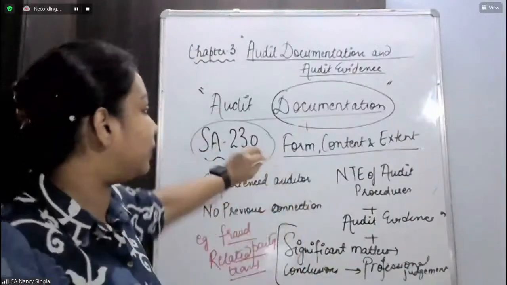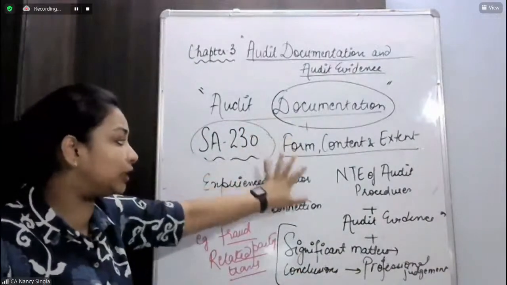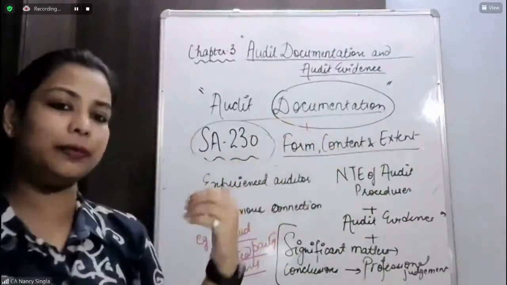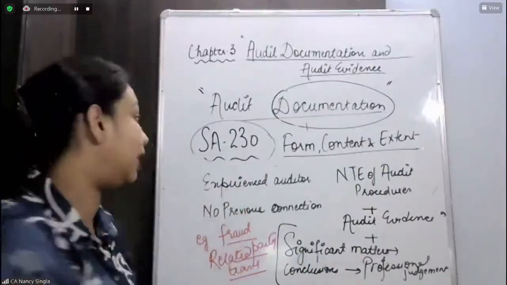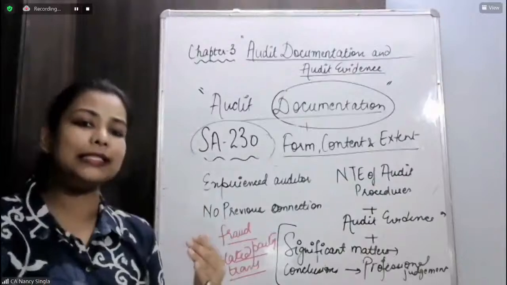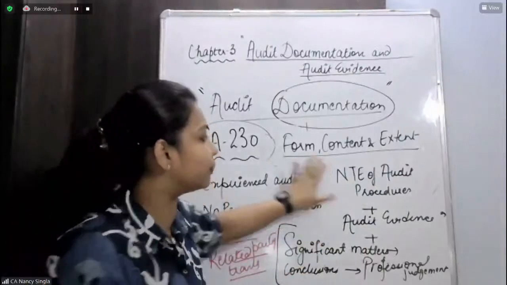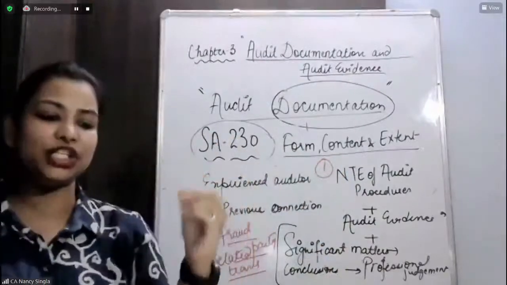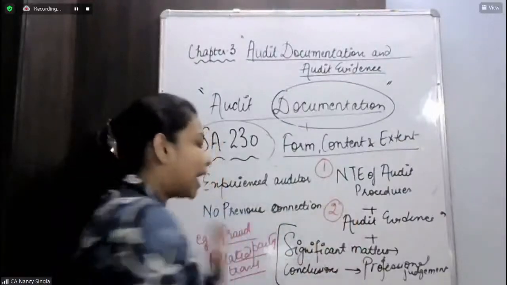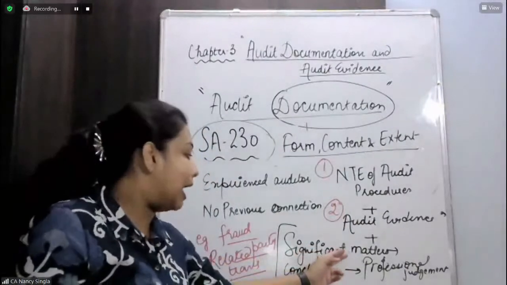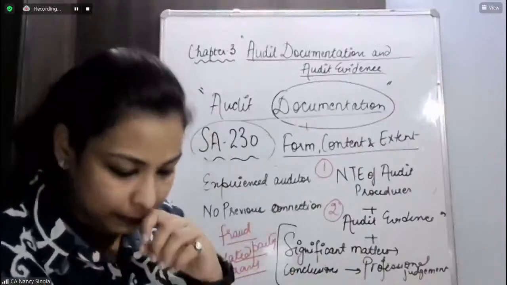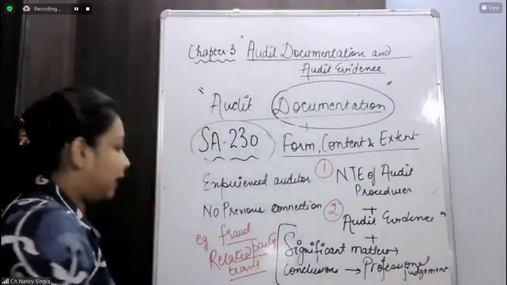Clear so far? So, with respect to form, content and extent, students, this is a very important topic and this has been added this year. So, form, content and extent, SA 230 says that Mr. Auditor, please maintain the audit documentation in such a way that an experienced auditor, though he is not having any previous connection with this audit, is able to understand by just going through your documentation three things. First is the NTE, nature, time, extent of the audit procedures that were performed, the audit evidences that you obtained, and in case any significant matter was found, what were the conclusions and what professional judgment have you applied? Clear?